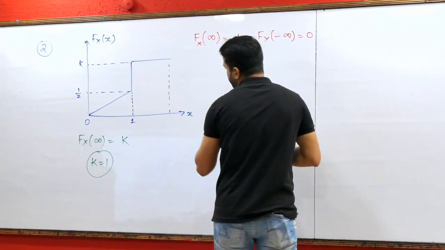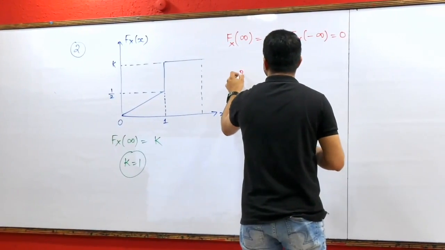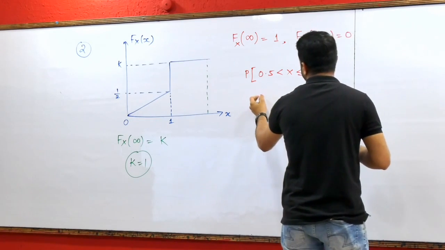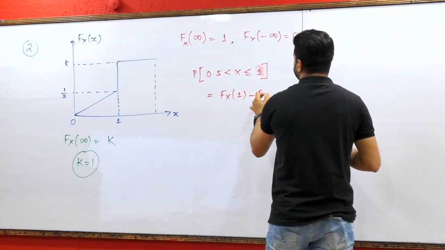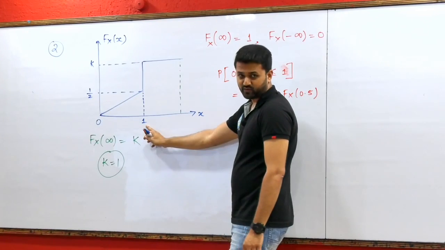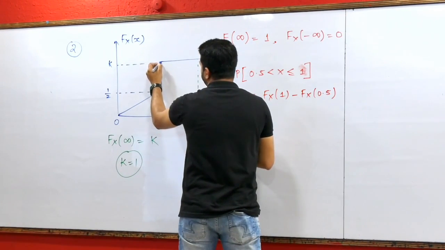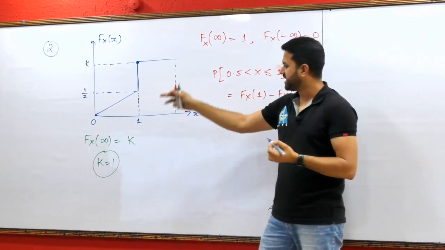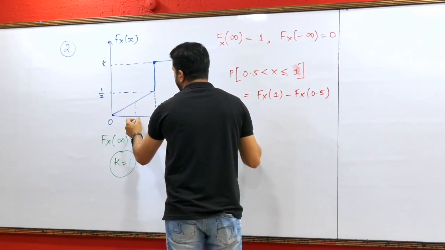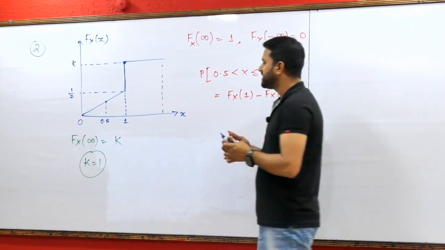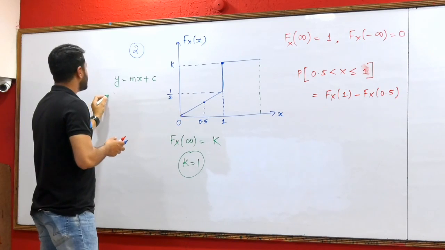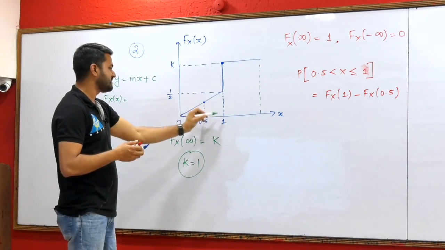Now we have to calculate the probability that the random variable x is greater than 0.5 and less than or equal to 1. From the property of CDF, this is equal to Fx of 1 minus Fx of 0.5. Fx of 1 we can directly calculate at x equal to 1, because there is an abrupt jump, and the value is k. At 0.5, if you want to calculate the value of the CDF, you have to write the equation of this CDF. If I apply y equal to mx plus c, then y is Fx of x, and the slope is this height, which is 1 by 2, over the base, which is 1.